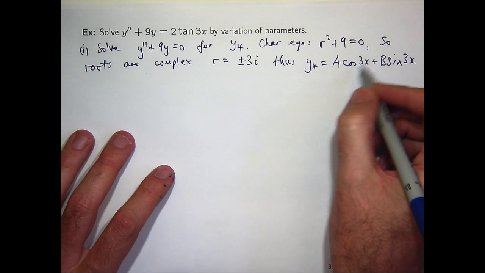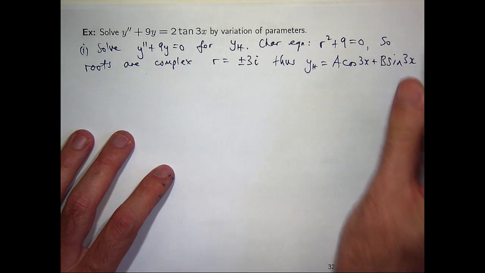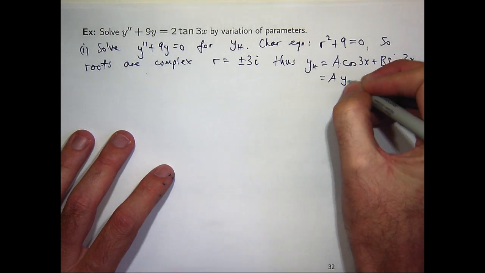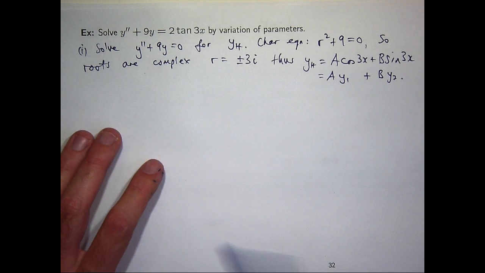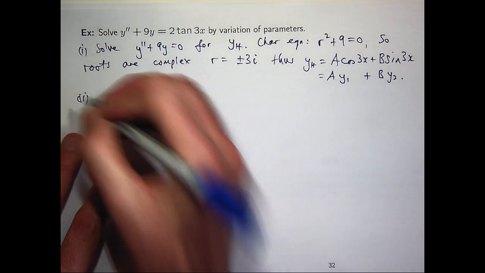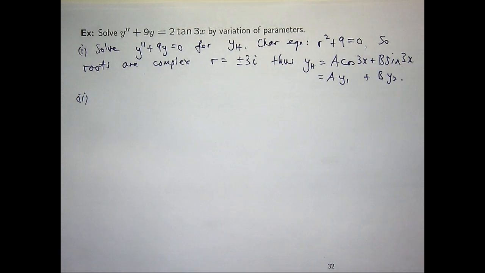Let's label this function as y sub 1 and label this function as y sub 2. We're going to now build a particular solution to the original equation based on y sub 1 and y sub 2.